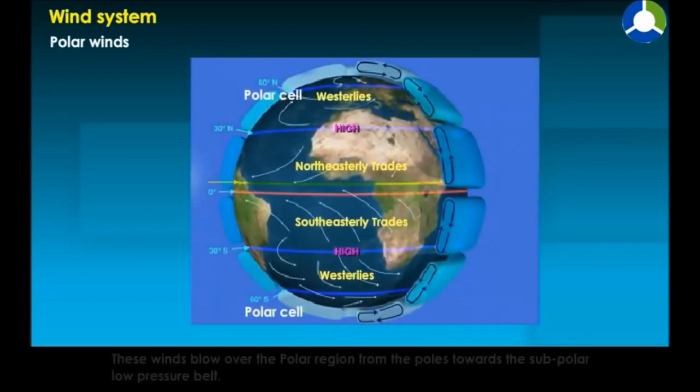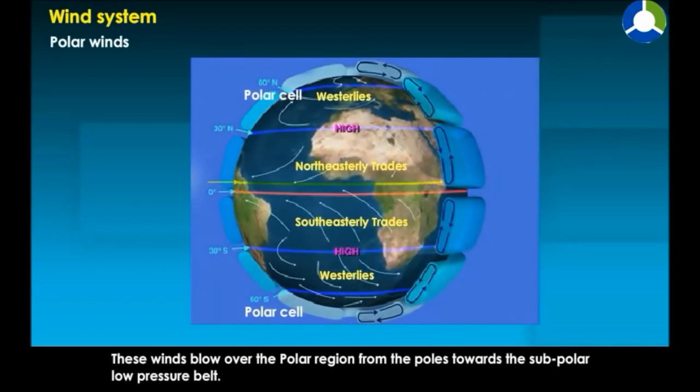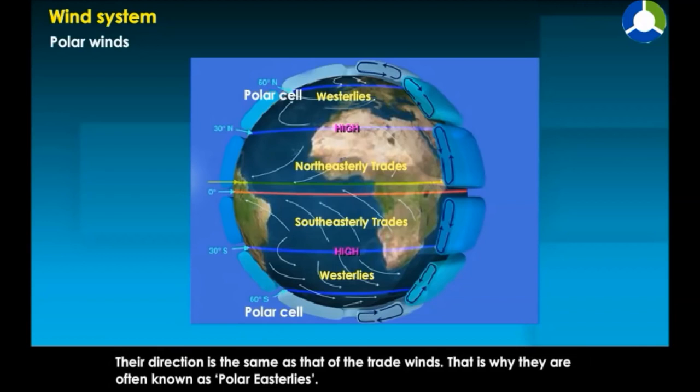Polar winds. These winds blow over the polar region from the poles towards the subpolar low pressure belt. Their direction is the same as that of the trade winds. That is why they are often known as polar easterlies.